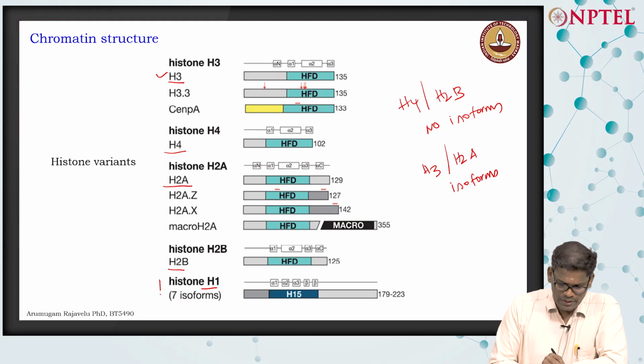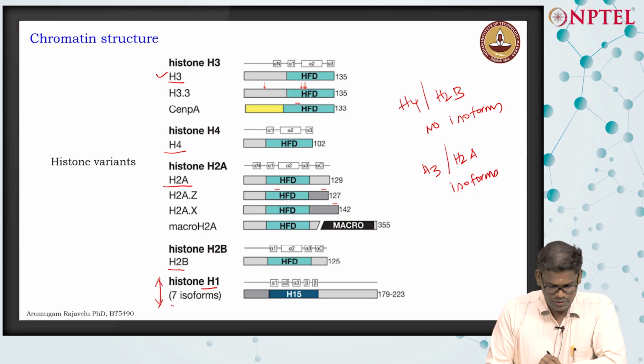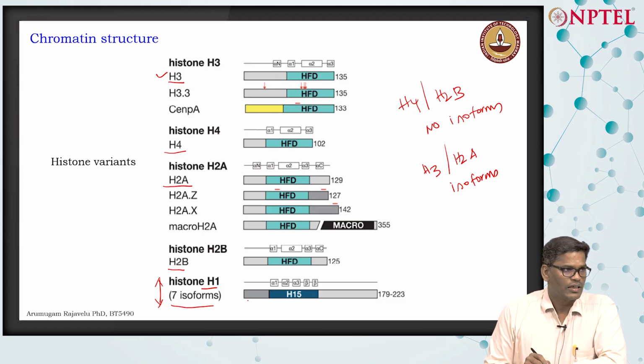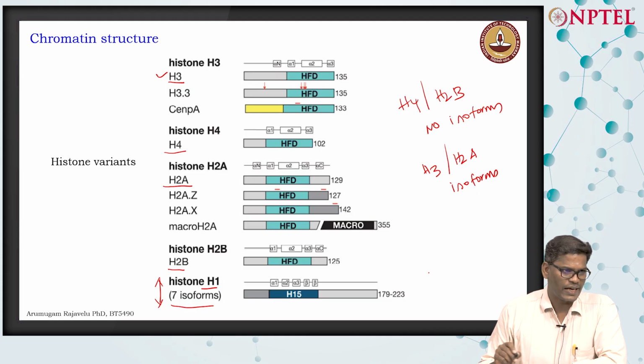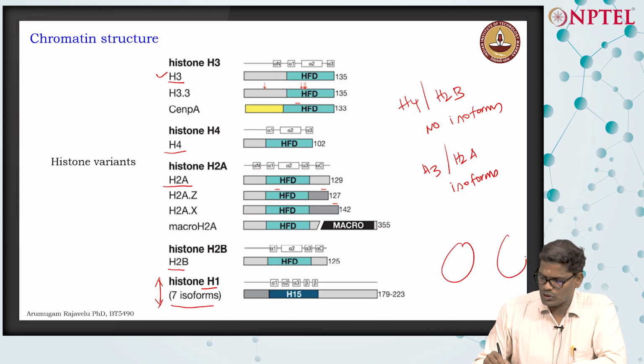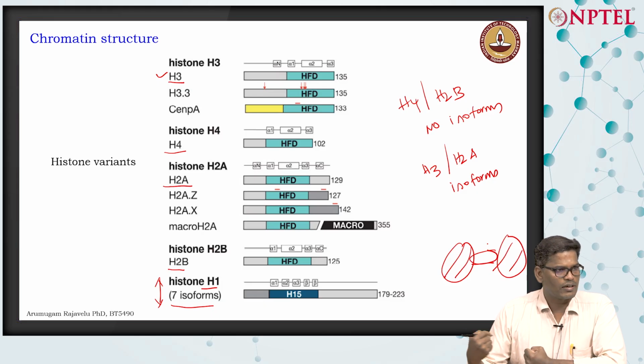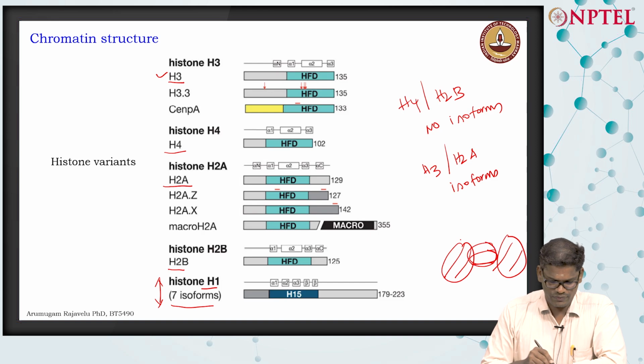Coming to the linker protein, which has 7 isoforms, I am not going to explain in detail. Mostly all the isoforms have the same functions, with very slight differences, but largely it helps to bind the two nucleosomes at the linker DNA, and helps to fold or compact the two nucleosomes together, primarily for condensation. That is the function of H1.